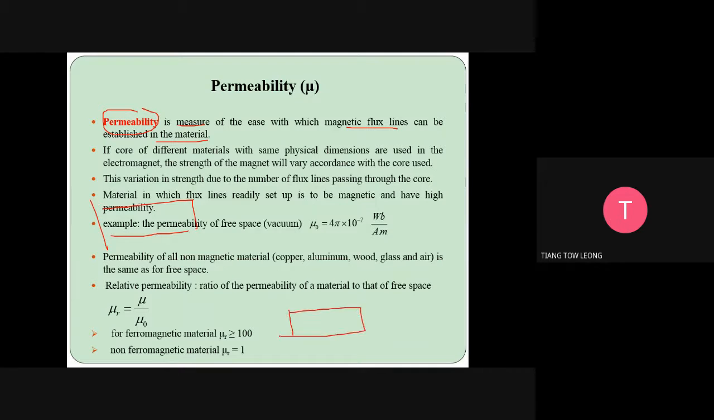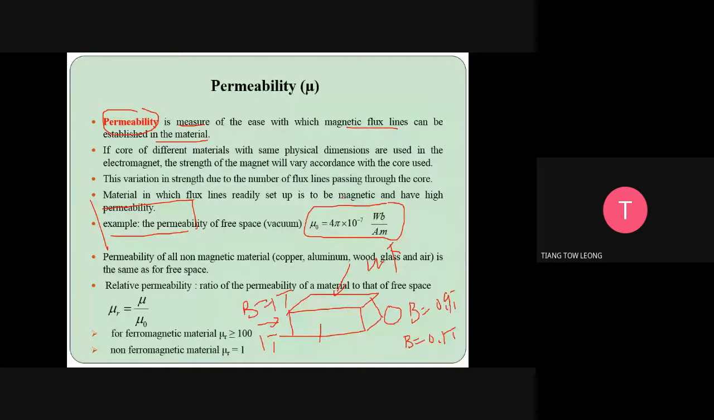For example, maybe I draw here. For example, we have a B of 1 Tesla. If I measure here, the B is about 0.9 Tesla. Then the permeability is very good. If let's say I put 1 Tesla here, then we measure here and have about 0.1 Tesla. Then this material is very bad because the flux cannot flow through. So this one must be memorized.